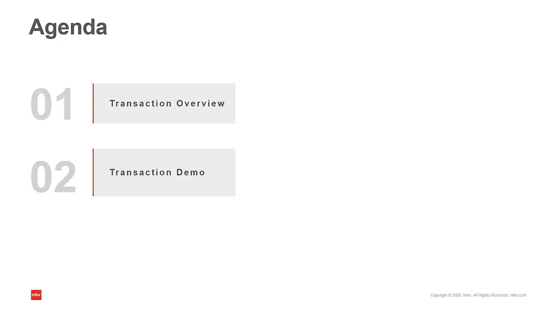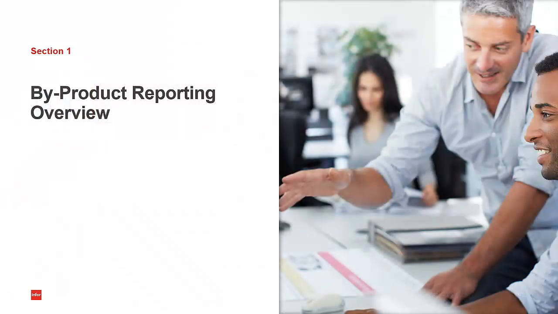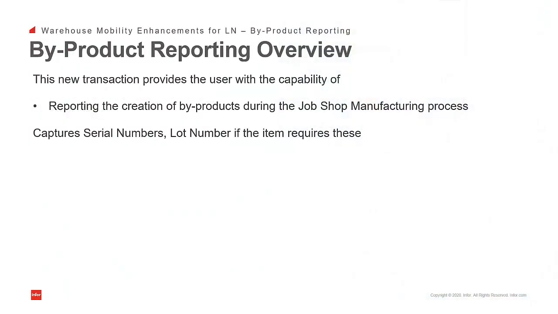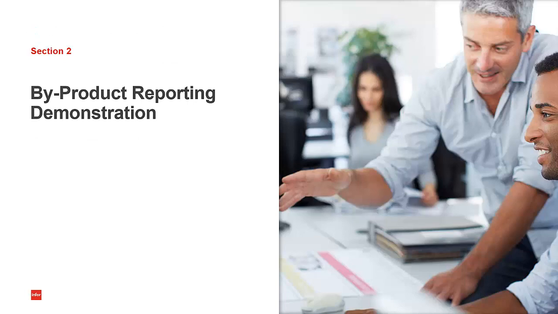In this video, we'll cover a transaction overview and then a demo of the new capabilities. This new transaction provides the user with the capability of reporting the creation of byproducts during the job shop manufacturing process. It captures serial numbers and lot numbers if the item requires these. So let's have a look at the demonstration.